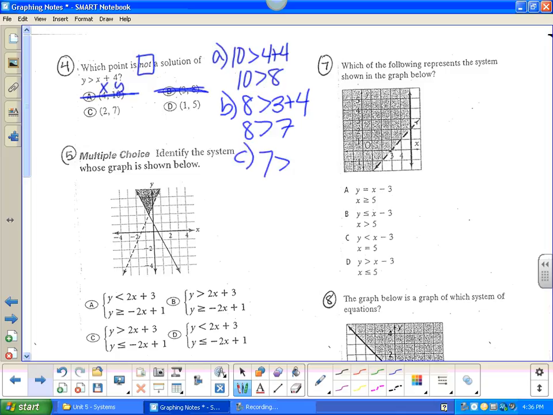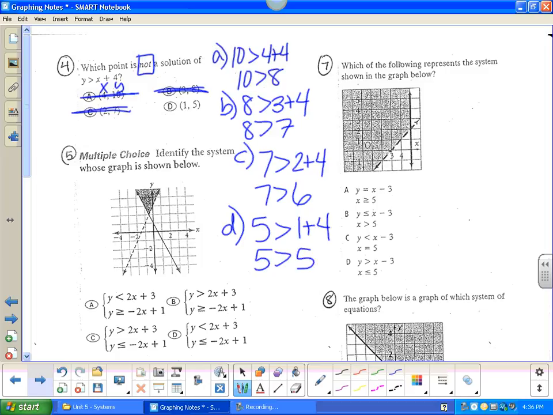7 is greater than 2 plus 4, and 7 is greater than 6. That's a true statement, so it's out. So now we test D. 5 is greater than 1 plus 4. Well, is 5 greater than 5? Well, this one's tricky. No, 5 is not greater than 5. How could you change it so that that would be a true statement? If you put an equal to underneath here, then that is a true statement, but that's not what we have. We have 5 is greater than 5, and that's a false statement, so that's the one I want.